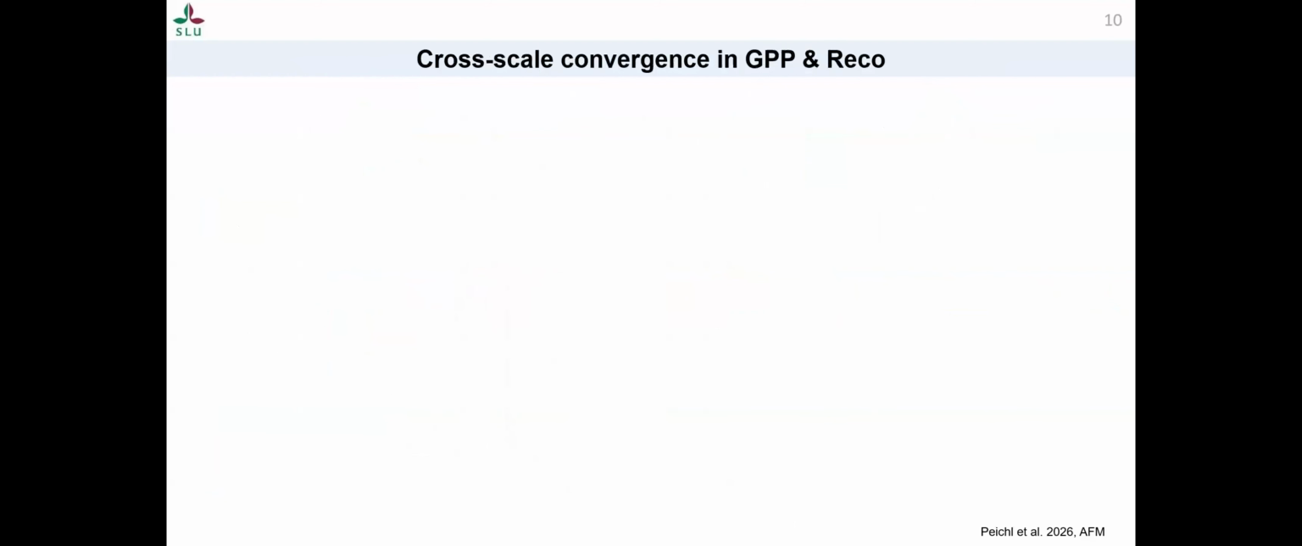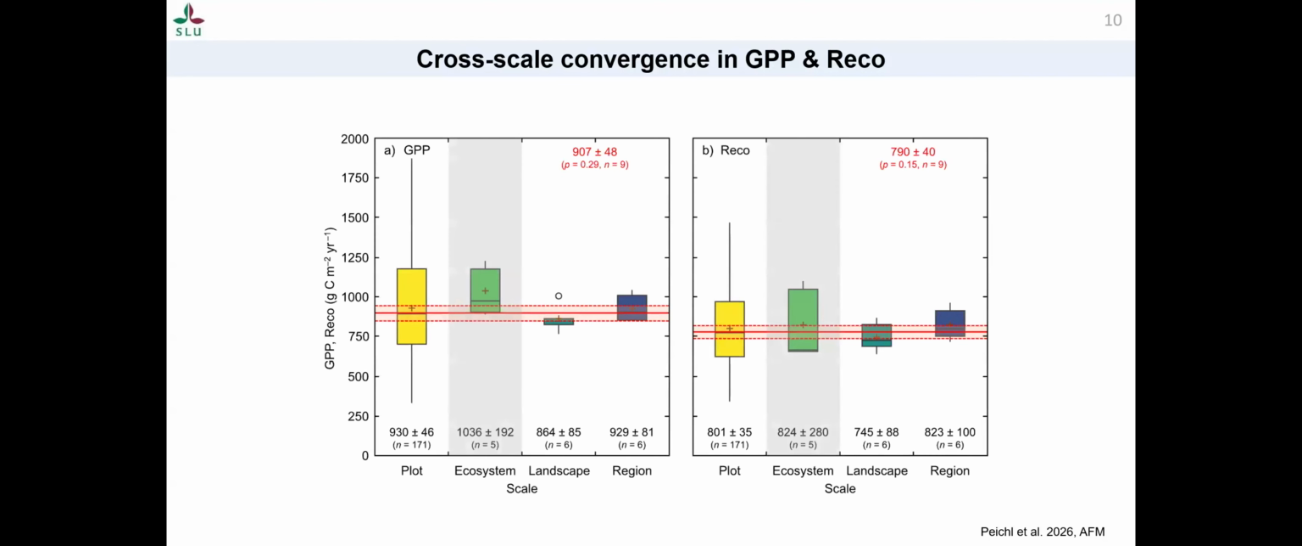So after we find this convergence in the net carbon balance, we were wondering, okay, maybe this was just a coincidence. Maybe the methods similarly over or underestimate the component fluxes across bioproduction, uptake, and emissions via ecosystem respiration. So let's look at those component fluxes. And when we compared these component fluxes, you can see here on the left side the comparison of GPP, gross primary production, across the different scales.